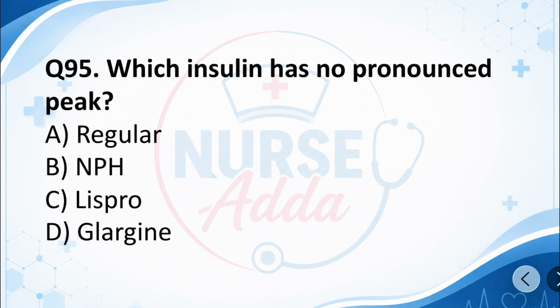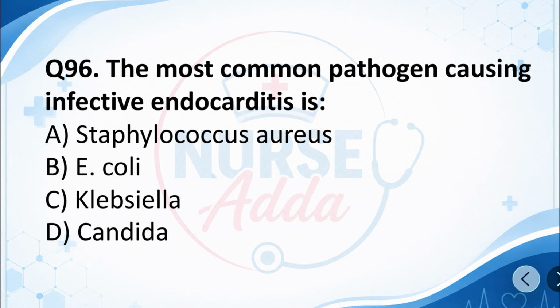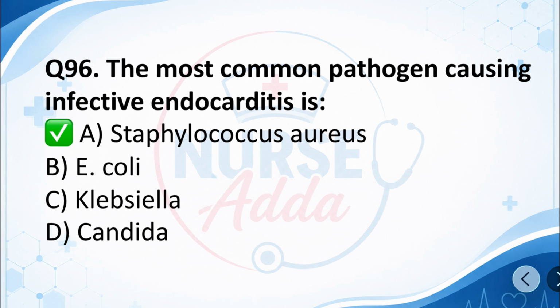Next question, which insulin has no pronounced peak? The right answer is option D, glargine. Next question, the most common pathogen causing infective endocarditis is? The right answer is option A, Staphylococcus aureus.